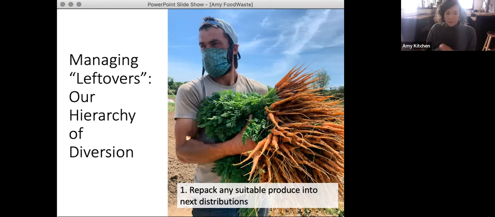For this first one, the best and primary way we deal with any leftovers is simply to repack any suitable produce that was left over from the week before into our early week deliveries. A good example of this would be bunched carrots, if these didn't sell at the market, which is somewhat unusual, but it does happen, or kale.